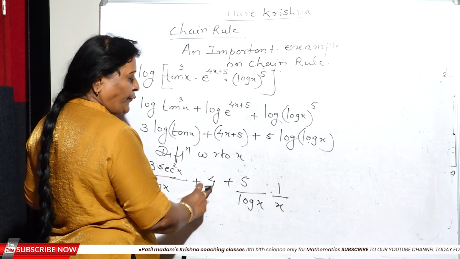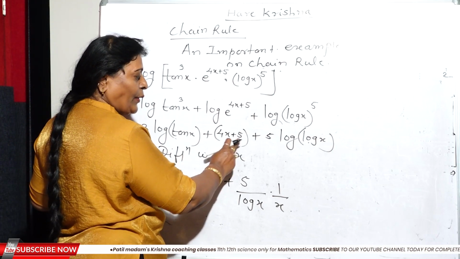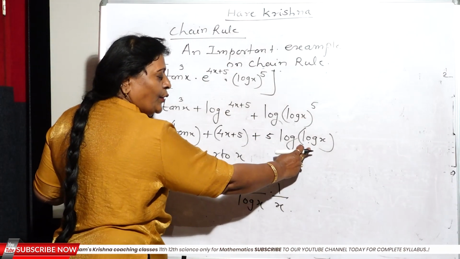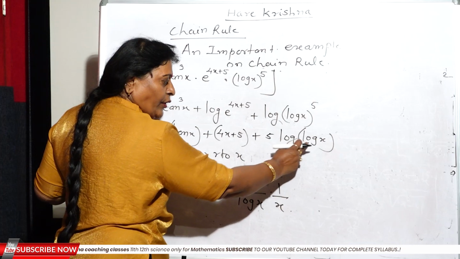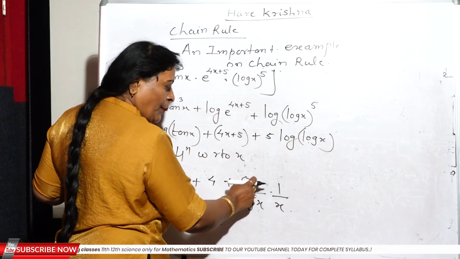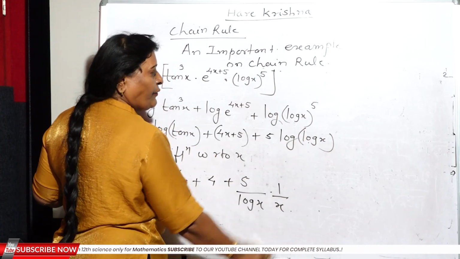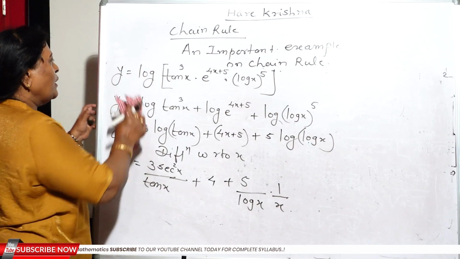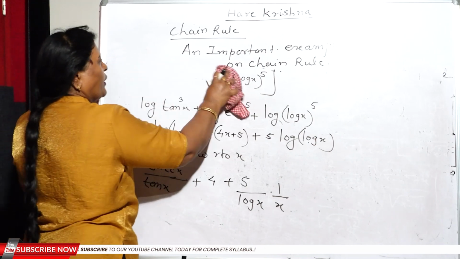What is the derivative of 4x? 4. And the derivative of 5, that is constant, it is 0. Again 5 remains as it is. Again here you have to substitute u. The derivative of log u is 1 by u, means 1 upon log x, and the derivative of log x is equal to 1 by x. So this is the fourth example, fourth important example.